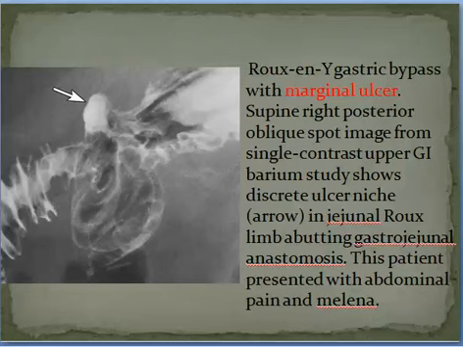This is the appearance of a gastrojejunal ulcer, marginal ulcer, in Roux-en-Y gastric bypass with a supine right posterior oblique spot image. So still we are doing obliquity and giving single contrast, and this shows an ulcer niche, a big ulcer niche, abutting the gastrojejunal anastomotic site. Of course, this will result in abdominal pain and melena.